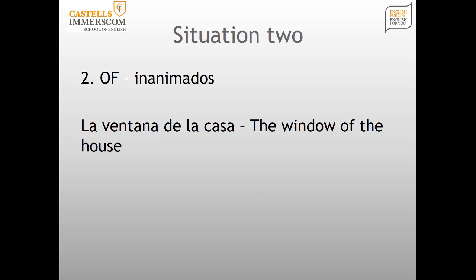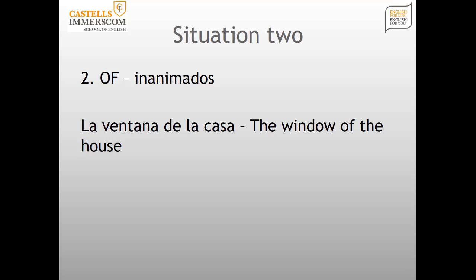Now, the second option is when two objects are inanimate, okay? So both objects are, for example, a car and a door, or a house and a window, okay? In this case, la ventana de la casa is the window of the house, okay? Because both the window and the house are inanimate objects, okay? So these first two options are quite simple because they follow the same structure as in Spanish. For example, la, the, ventana, window, de, of, la, the, casa, house, the window of the house, okay?